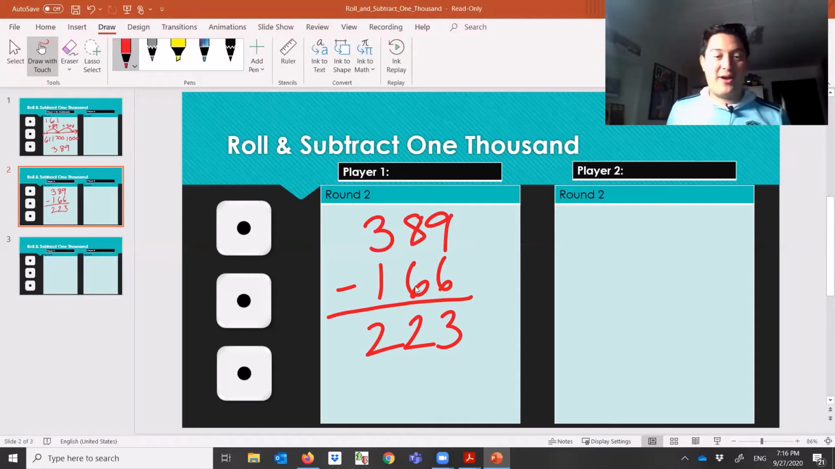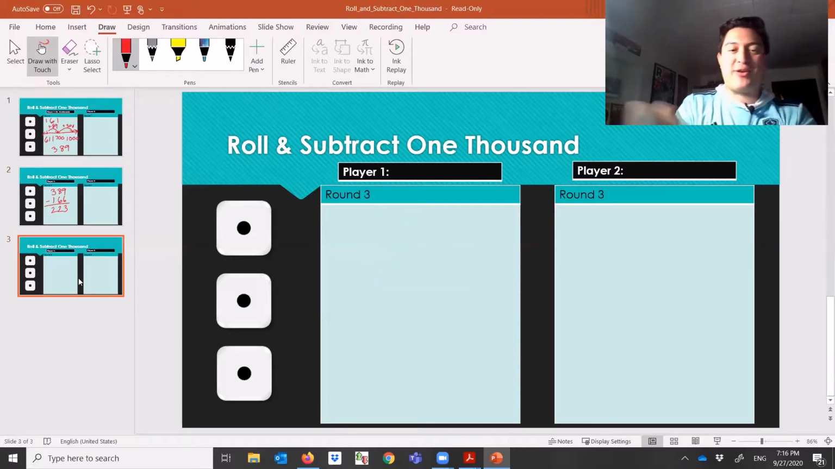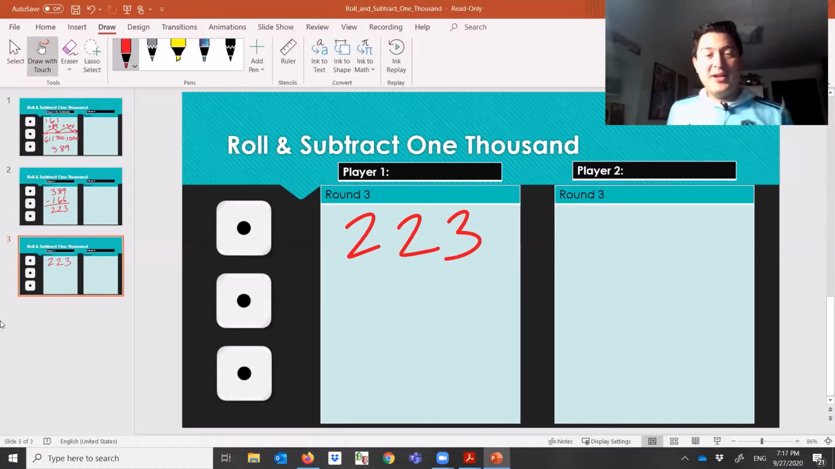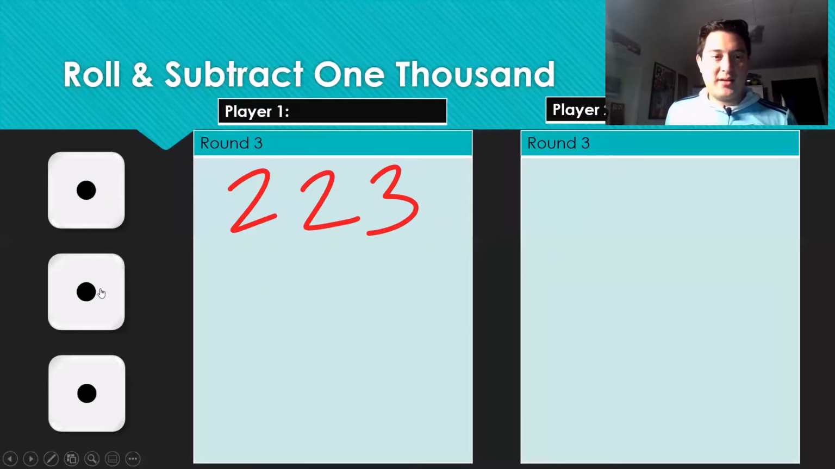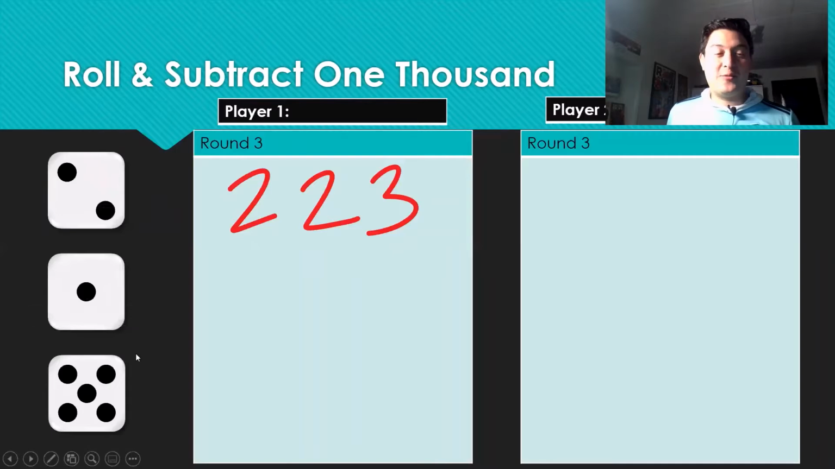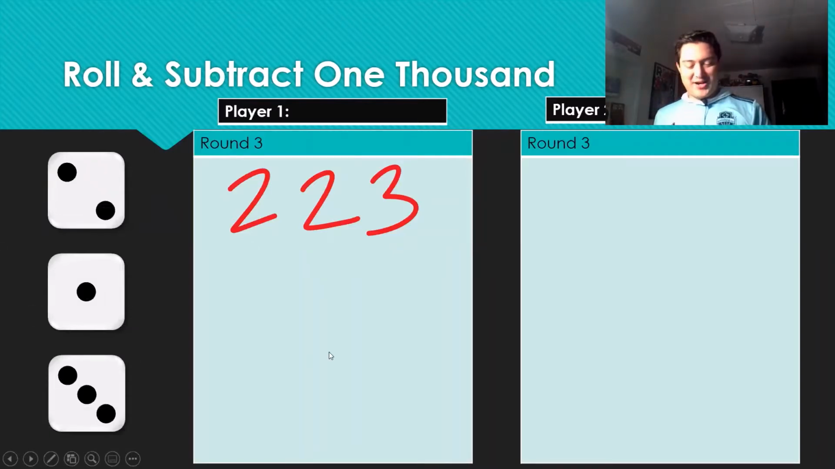Now I have one more round. So now I'm at 223. Let's roll the dice. All you have to do is click on them. You do have to start the presentation, but all right, let's see. Close my eyes. 2, close my eyes. 1, close my eyes. 3. I got a 2, a 1, and a 3.